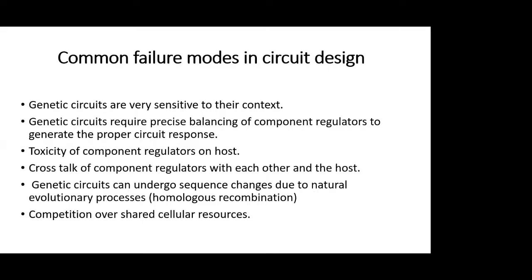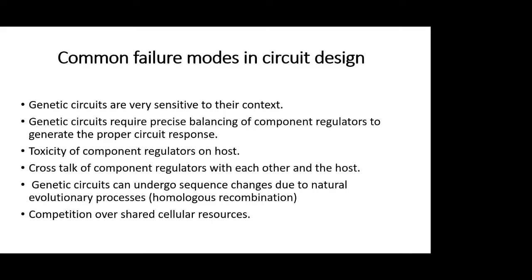So any kind of sequence change could affect your circuit behavior in some way. And this is a natural process, by the way. But this natural process happens over many generations. But it could be done very quickly if you have homologous sequences in your genetic circuit. So you need to screen your circuit for any homologous sequences and avoid them.